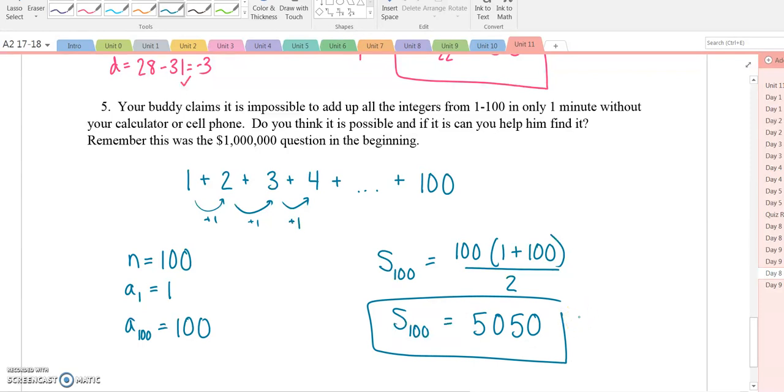All right, so now you know how to find the sum of an arithmetic sequence. This is our 3rd formula that we've learned. So just make sure you know when to use it. And if you have any questions, ask your teacher.